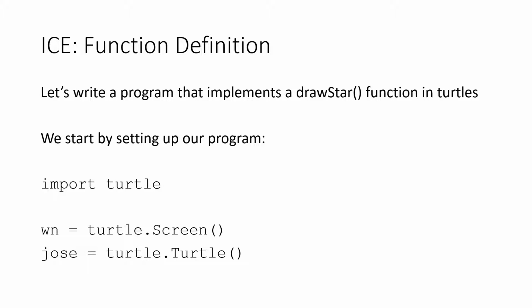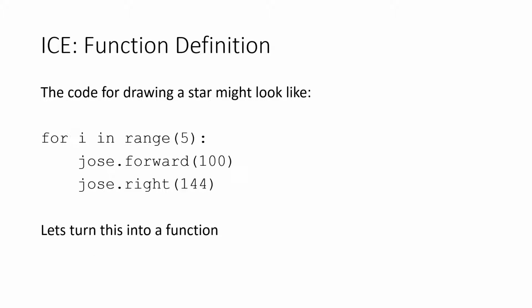So let's consider a simple program that implements a drawStar function using turtles. We can start by setting up our program. We import the turtle module, and we can create a screen and a turtle, and we'll call our turtle Jose. The code for drawing a star might look something like this. We have a for loop. It says for i in range 5, we move Jose forward 100 units, and then turn right 144 degrees.